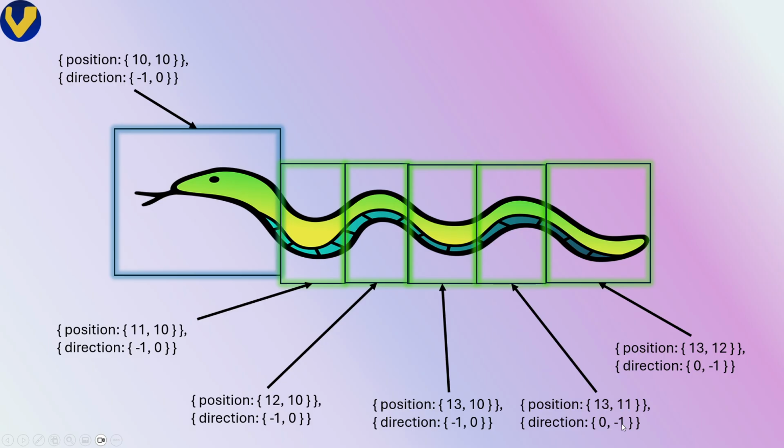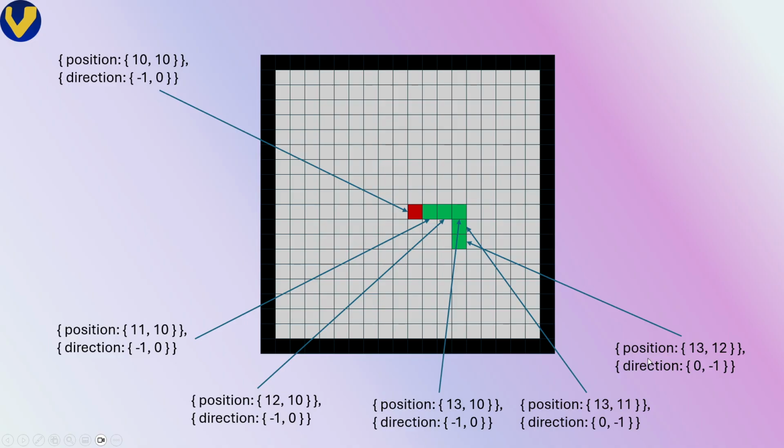What does that mean? That basically means that it's going to be moving upwards while everything else is moving to the left. That means we obviously have some sort of bend inside the snake. The last segment is at 13, 12, also going in a direction of upwards, 0, -1. What does that look like on a grid? It looks exactly like this.